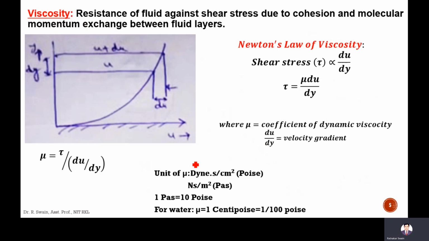Next is viscosity. What is viscosity? Viscosity is the resistance of fluid against shear stress due to cohesion and molecular momentum exchange between fluid layers. This is the plot between the velocity and thickness of the fluid. For change in thickness, there is change in velocity. This change in velocity per unit change in thickness is called velocity gradient.